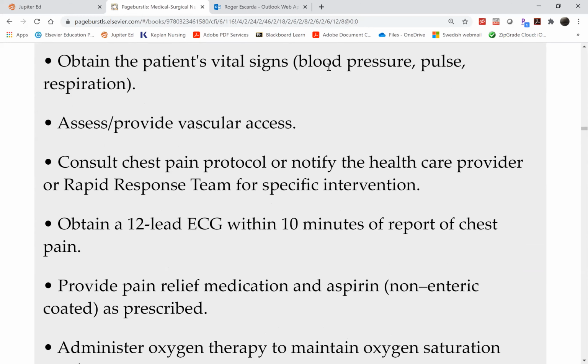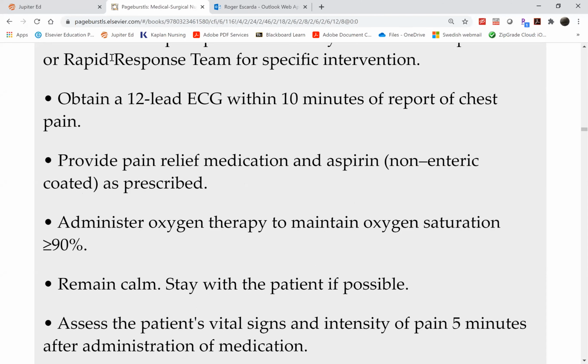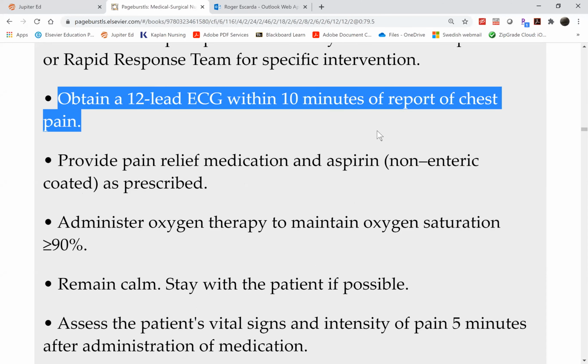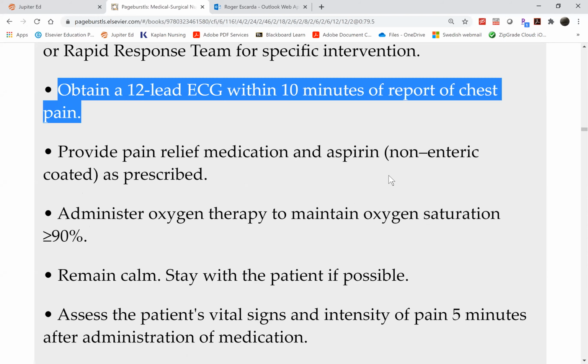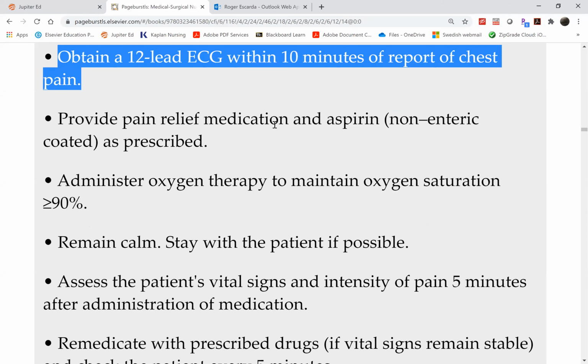Next, provide vascular access. You need one. If the patient came in by ambulance, we assume there's already one. This is already mentioned earlier, within 10 minutes, ECG. And these are your initial drug therapy.